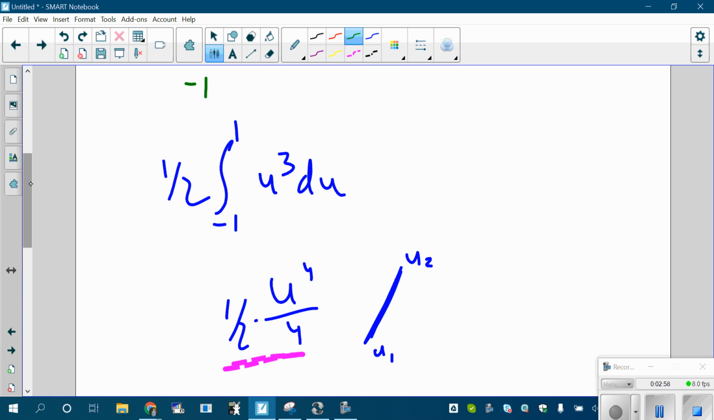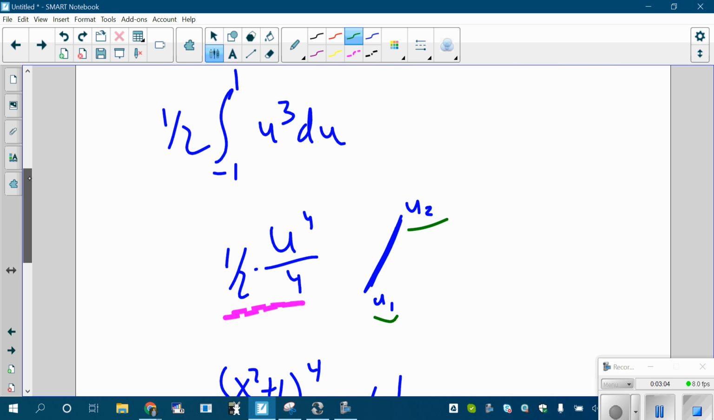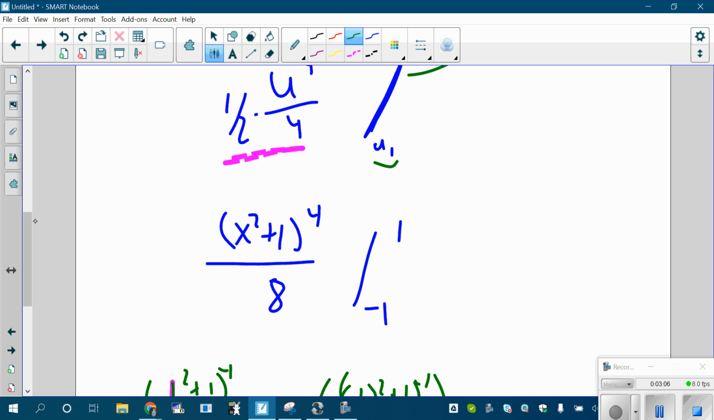We will talk about this weird technicality with the bounds later. The important thing to remember is switch it back all in terms of x's before you plug in the bounds.